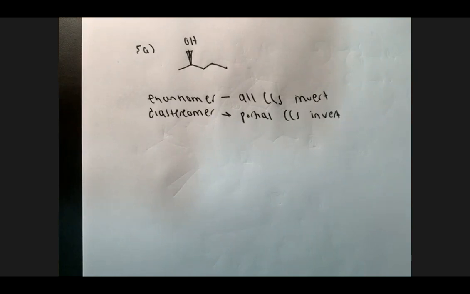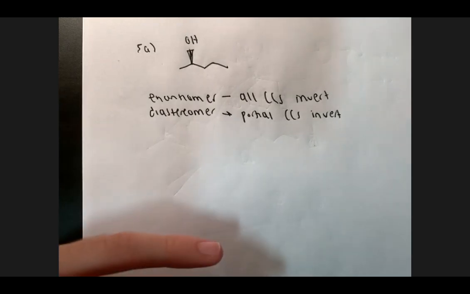So for 5A, let's draw the enantiomer of this. Do you see any chiral centers? Pause. Does anybody see any chiral centers? Yes, one. Okay, you see one. Great, that was specific. So if you see one chiral center, and it has a specific configuration, let's just say R, then the enantiomer structure has to be the exact same thing, but that chiral center has to be S.